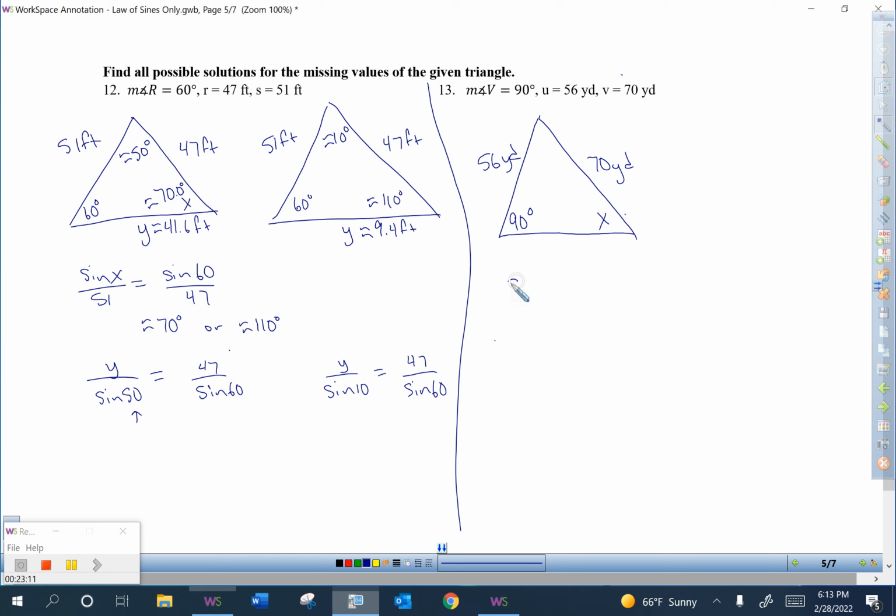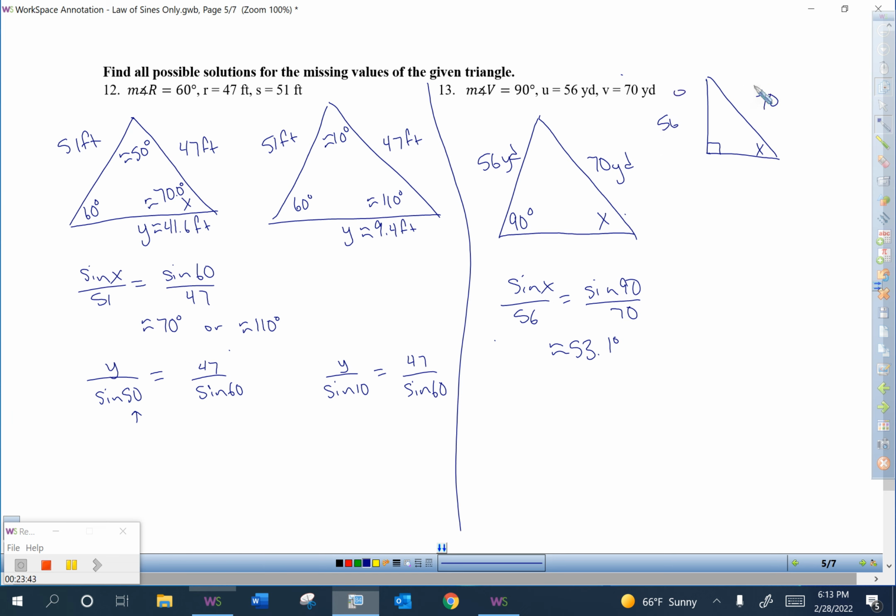Okay, in this case, when you did your sine x over 56 equal to your sine 90 over 70, you should have gotten 53.1 degrees. And what I want to pause to talk about real quick is why this works for law of sines just like it does for a right triangle SOHCAHTOA. So I'm going to draw this as actually a 90-degree angle, solving for x. This was 56, this was 70.